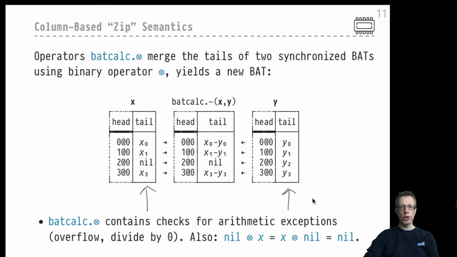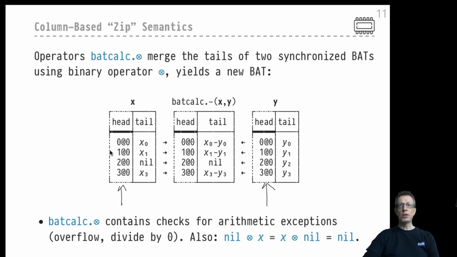We are performing subtraction, so that's a binary operation. 2 BATs are used to provide the input for this binary operation. And these BATs are supposed to be synchronized. So the domain of the head column, pointing at the head column now, the domain of the head column is supposed to be identical.